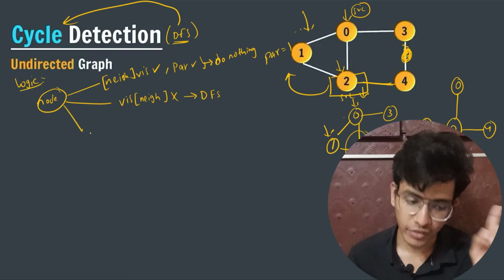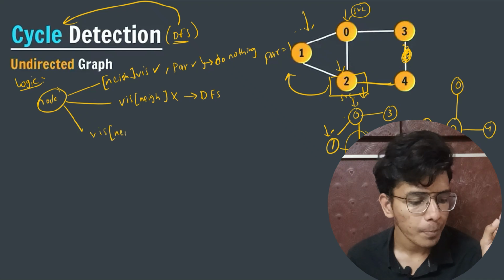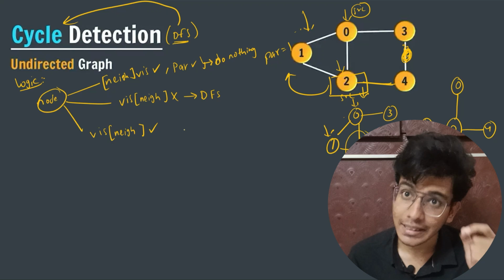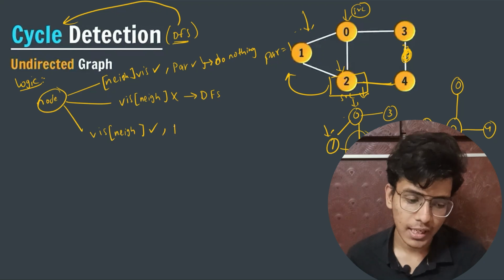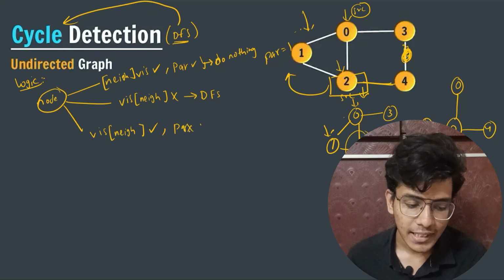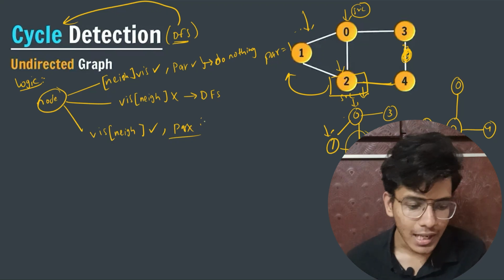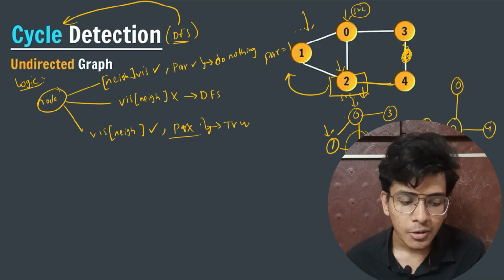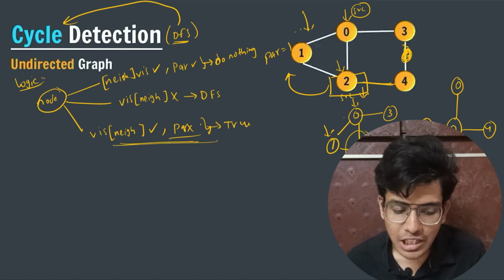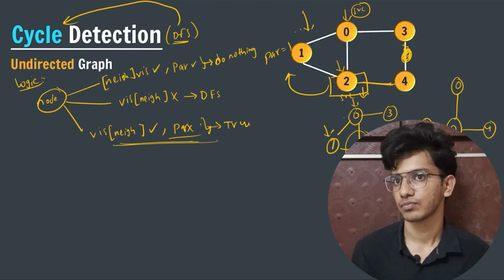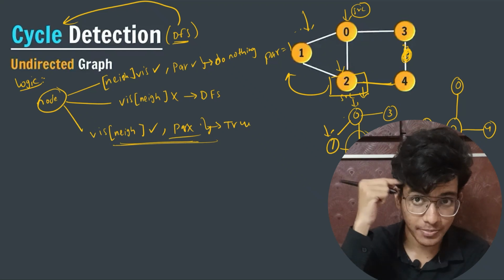And the third type of condition is that visited of the neighbor is true. It means that I have visited the neighbor, and along with that it is not a parent. If I am getting this condition, then I will immediately return true. If I am getting this condition, then there exists a cycle in my graph. This is my approach, this is my logic here.